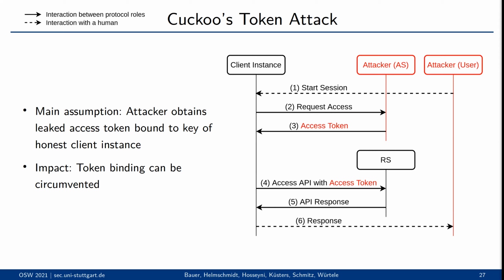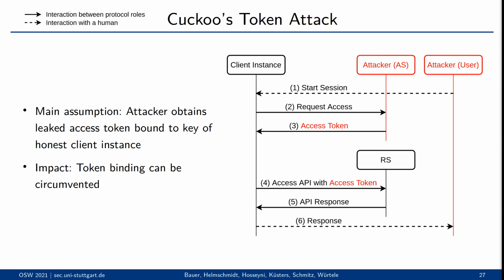The attack then works as follows. The attacker starts a session with that honest client instance, which then requests access from an authorization server that is controlled by the attacker. This is possible if the client instance is configured to use multiple authorization servers. The authorization server then answers with exactly that access token that the attacker somehow has obtained.